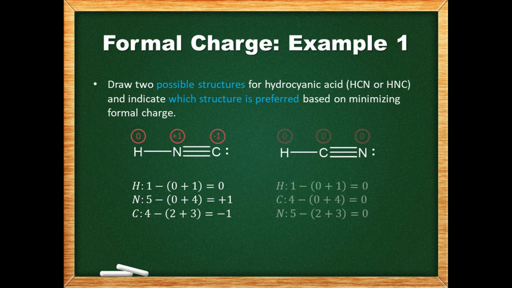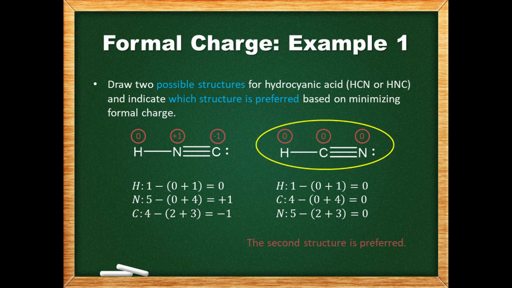If we carry out a similar procedure for the structure on the right, we see that all the formal charges are 0. Note how the formal charges of both structures add to 0, agreeing with the total charge of the molecule. If this wasn't the case, it means we must have made a mistake somewhere. Clearly, the structure on the right has the minimized formal charges. Maybe more specifically, the magnitudes or absolute values of the charges are minimized. So we predict that this structure would be preferred.